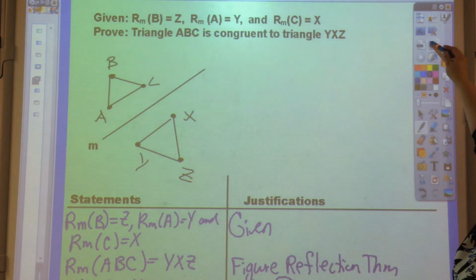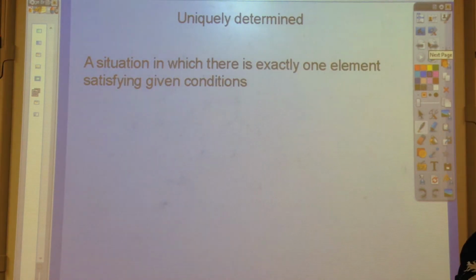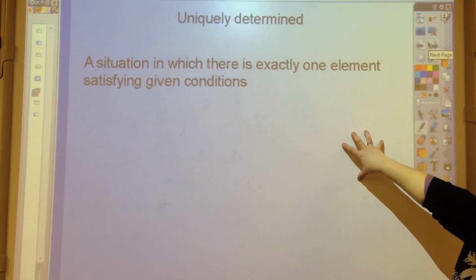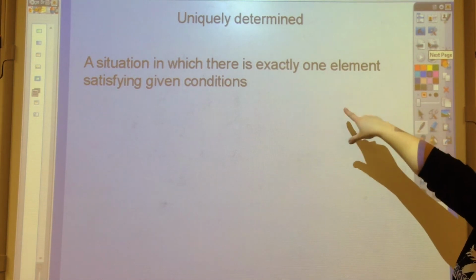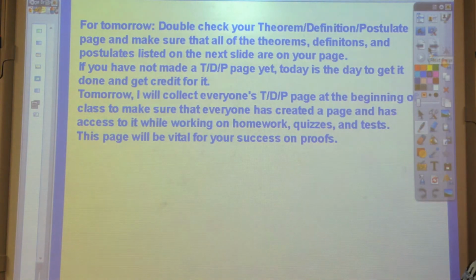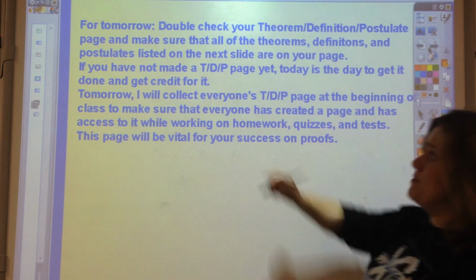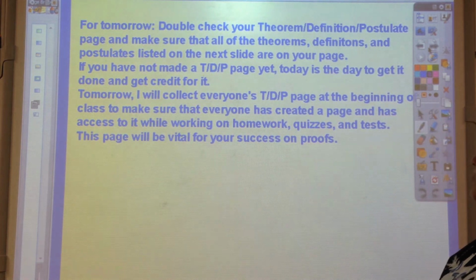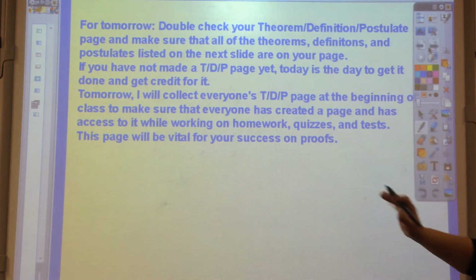For tomorrow, I have something very different from your video question. I'd like to introduce your first idea from section 5.6. We're going to be talking about things that are uniquely determined in 5.6. And for tomorrow, I want you to double check your theorem definition postulate page. I want to make sure that it has all the theorems, definitions, and postulates that I've listed on the next slide. And if you haven't made one yet, tonight you're going to go ahead and make one because you're definitely going to need them for writing proofs. So today is the day to get it done.